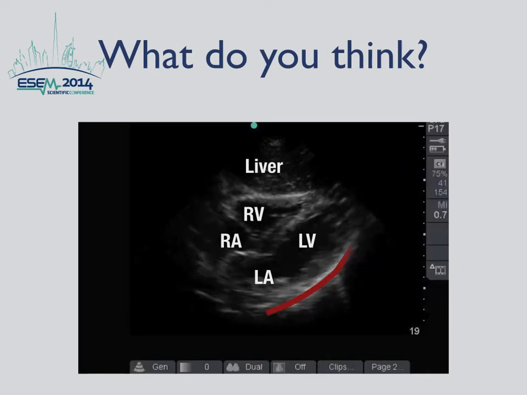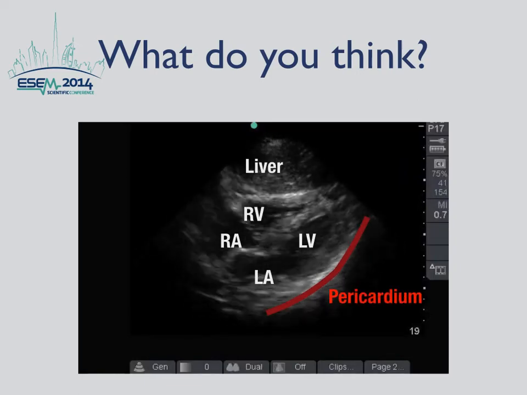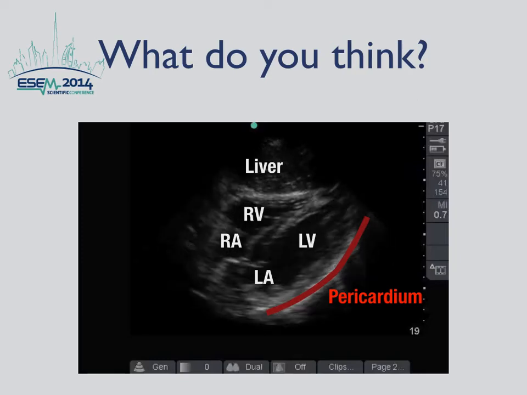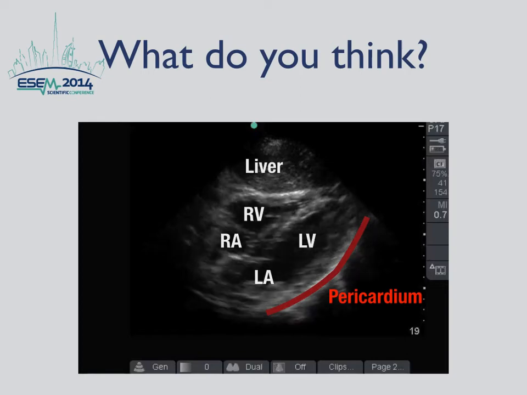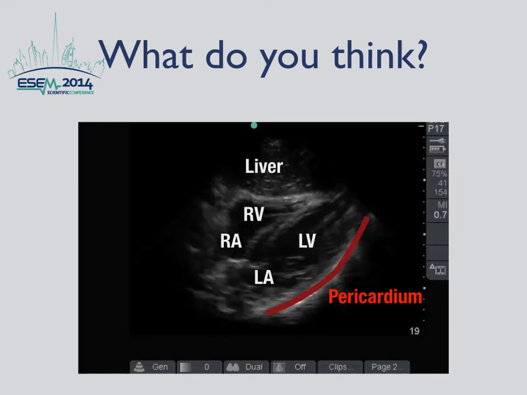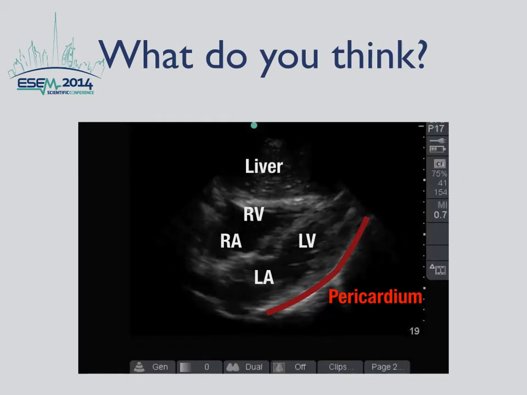The white structure is the pericardium, and if there's any fluid, it's going to be just above the pericardium, between the pericardium and the myocardium. So this is a normal sub-xiphoid view. You can't see any evidence of pericardial effusion.